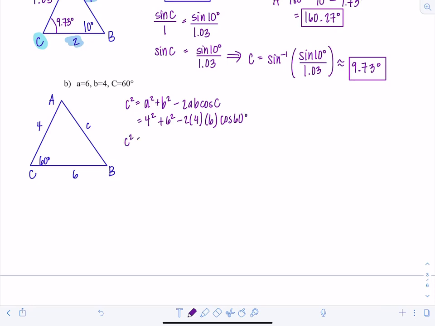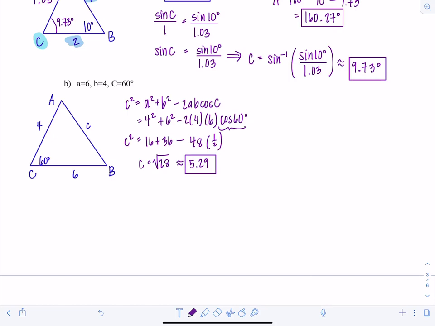So that means C squared equals 16 plus 36 minus 2 times 4 is 8, 8 times 6 is 48. And we know cosine of 60 is a half. So 16 plus 36, that's going to be 52 minus 24, right? 48 times a half. So this is going to give me 28. So C is square root of 28, which is about 5.29. Good. I'm always extra proud of myself when I don't need my calculator. It's good exercise for your brain, which is a muscle. So try whenever possible to just use your mental calculator, okay, instead of the physical one.